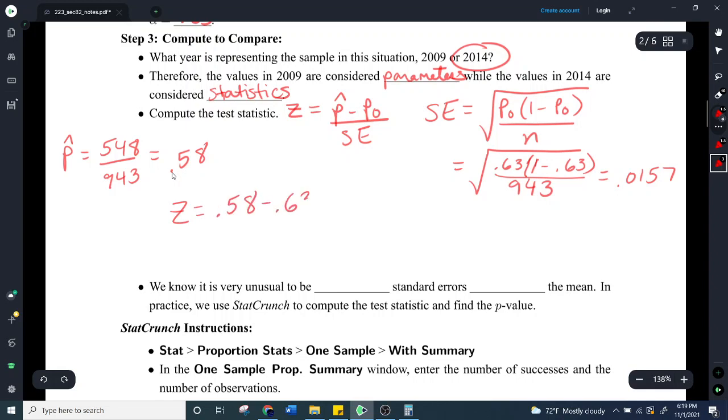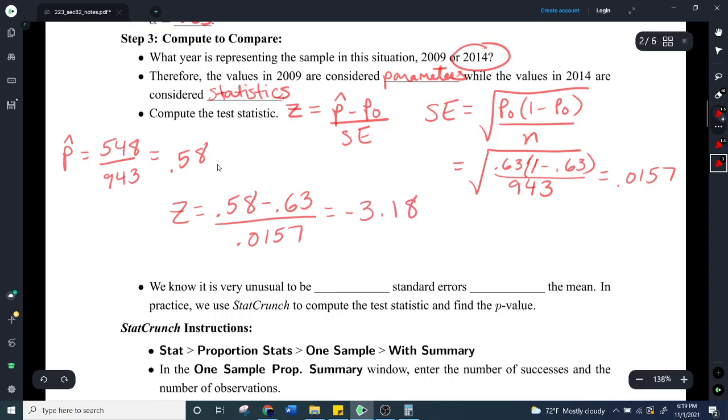All right, so then my test statistic is going to be 0.58 minus p naught. Remember, p naught was the 63%, divided by the standard error that I just computed. All right, so let's go back to the calculator here. And let's see, I'm going to use my calculator by hand. 0.58 minus 0.63 divided by 0.0157. And I'm getting a test statistic of negative 3.18.